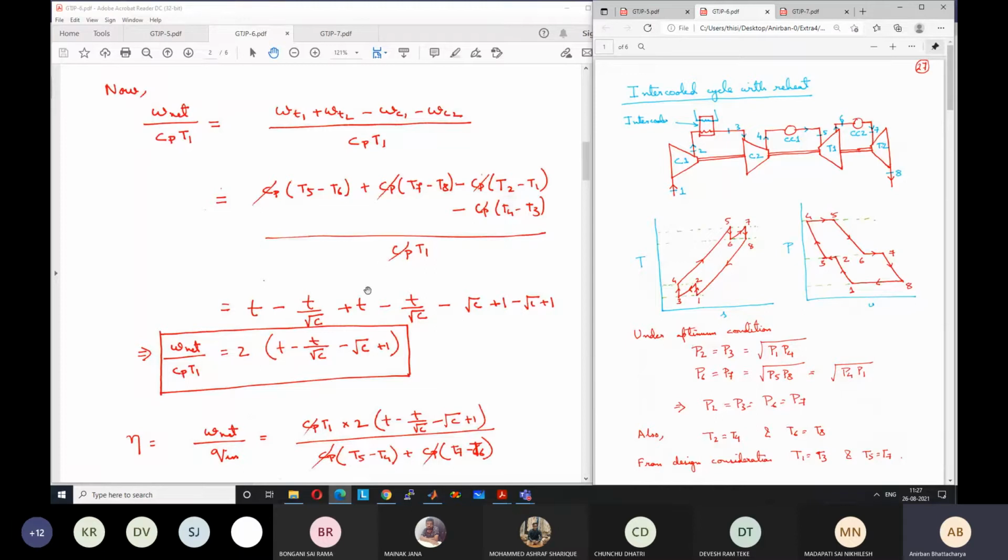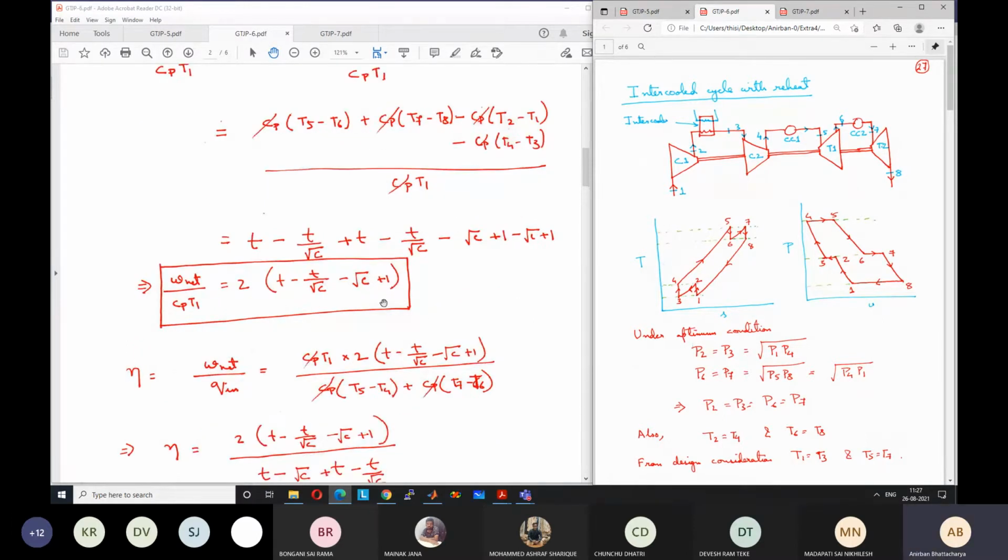And these terms, T7 by T1 is again T, and T8 by T1, because T8 is equal to T6, okay, so exactly the same. So you get minus T by root C. So W net by CPT1 is 2T minus T by root C minus root C plus 1. So to find the efficiency, this is the work output. We can plot it with respect to T and R. Where does R come into the picture? R comes in terms of C because C is equal to R to the power (gamma minus 1) by gamma. So generally we prefer to plot in terms of R because it is easier to understand in terms of the compressor pressure ratio, overall pressure ratio in this case.